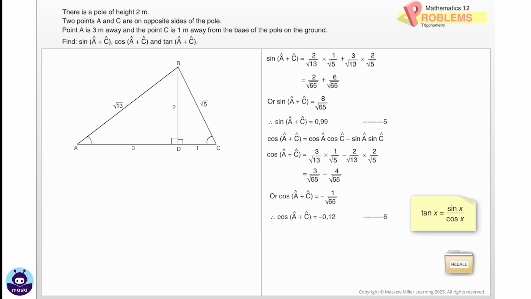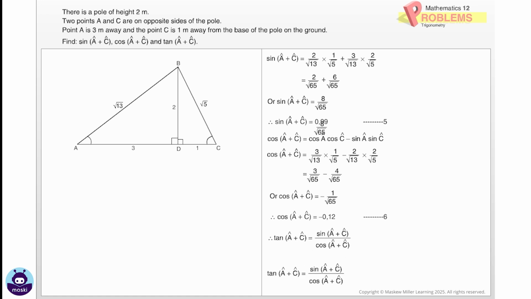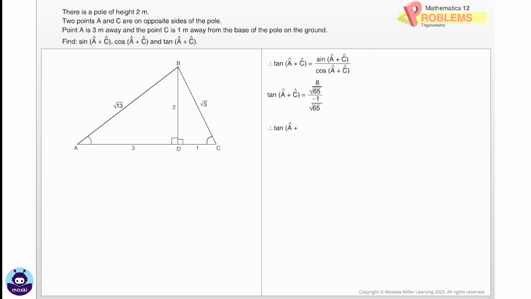Now recall the tangent ratio. If we substitute angle A plus angle C in place of x, we get the tangent ratio for the compound angle, angle A plus angle C. Therefore, tan of angle A plus angle C equals sine of angle A plus angle C over cos of angle A plus angle C. Substituting the values and multiplying the numerator and the denominator by the negative square root of 65, we get tan of angle A plus angle C equals negative 8.